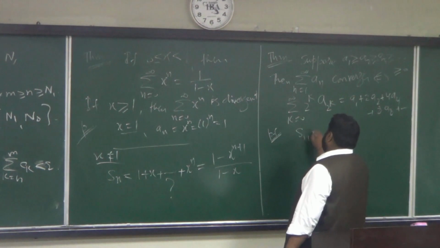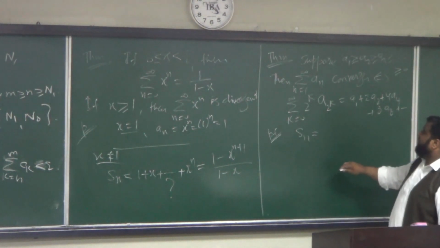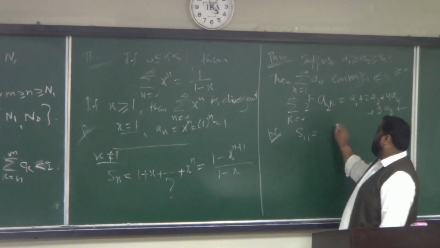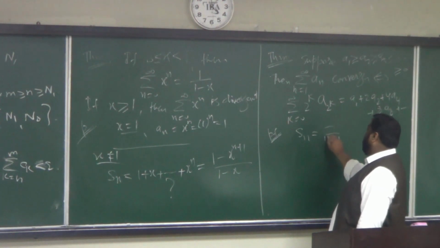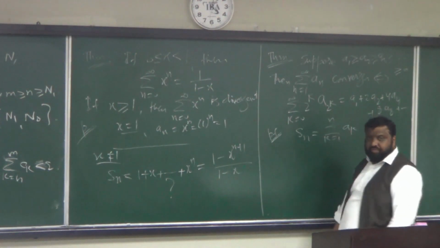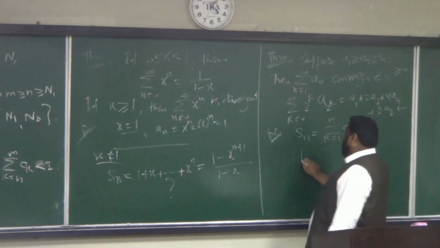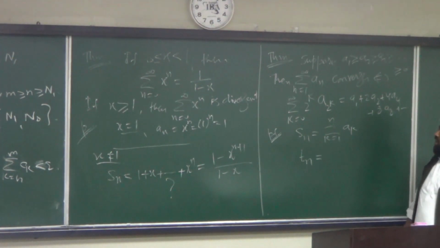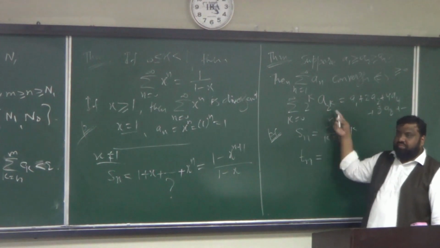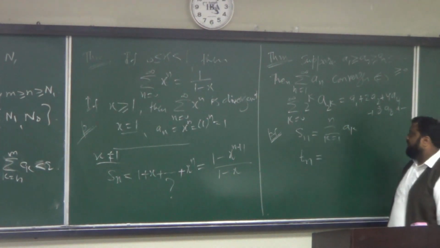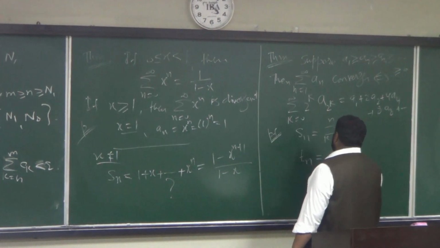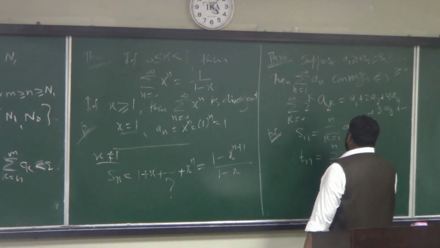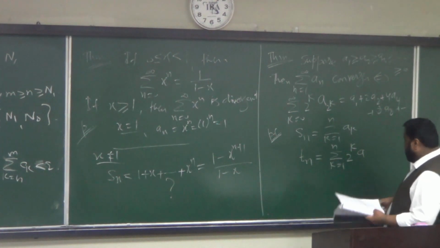So consider this as S_n, which is the sequence of partial sums of a_n, the sum from k equal to 1 to n of a_k, and I have T_n, which is the sequence of partial sums of, k equal to 1 to n, of 2^k a_{2^k}.